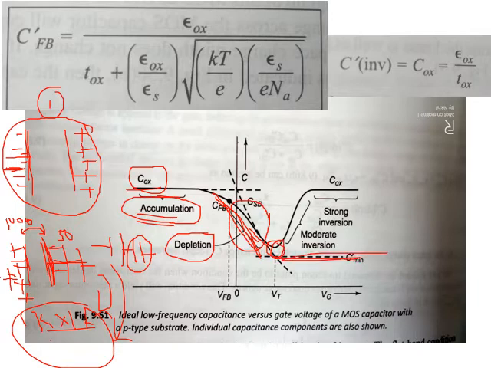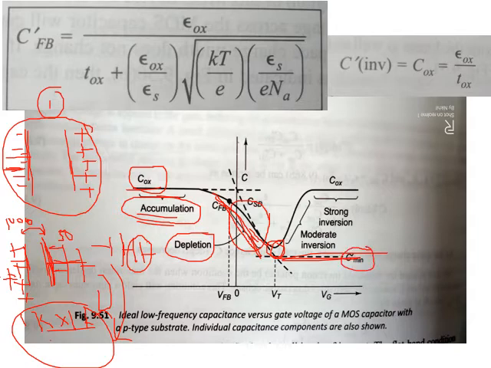In the previous slide, we have seen the formula for C minimum. That C minimum is epsilon ox by TOX plus epsilon naught by epsilon s into x dt. What is x dt? The width of the depletion region. So this is the C minimum, right?